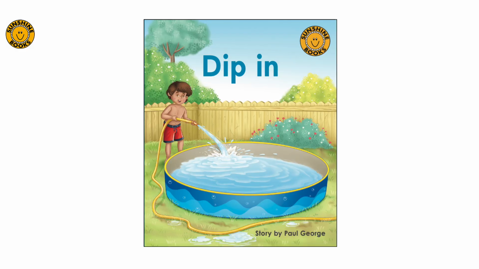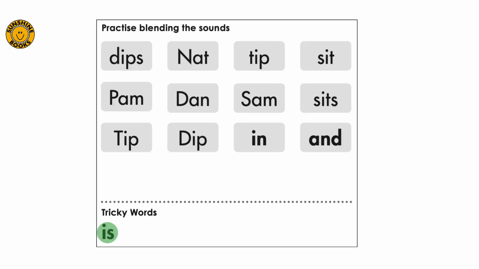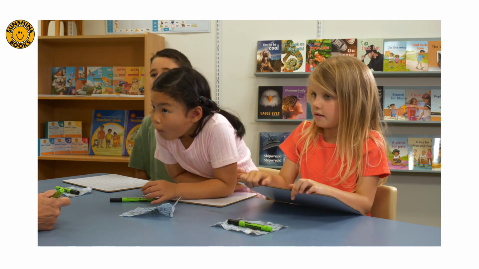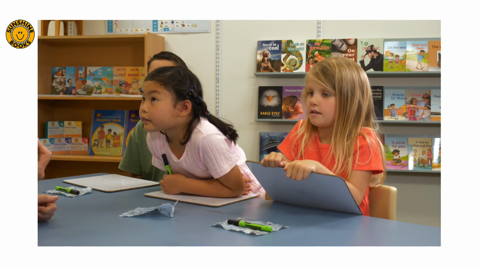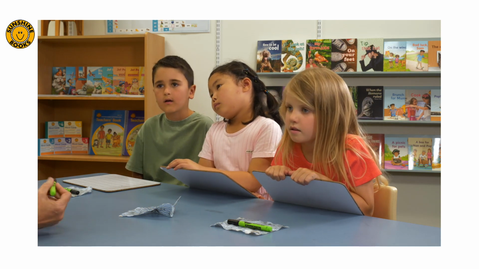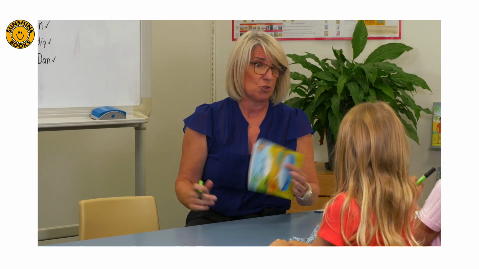Now, the book that we're reading, Dip In, has a tricky word in it. Notice down here in the book, the tricky words are down the bottom. Is. The tricky word is. When we spell a tricky word, we have to think about what sounds are what we expect and what sounds are tricky that we have to make our brains remember off by heart. So sometimes tricky words are called heart words. They're a bit irregular, so sometimes they're called irregular, but we call them tricky words.